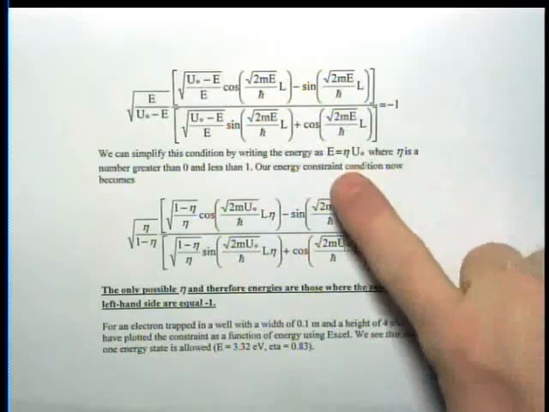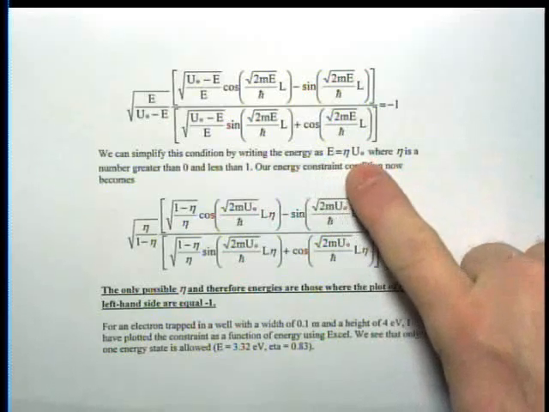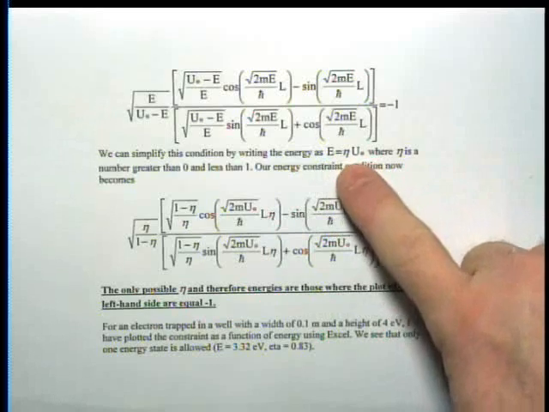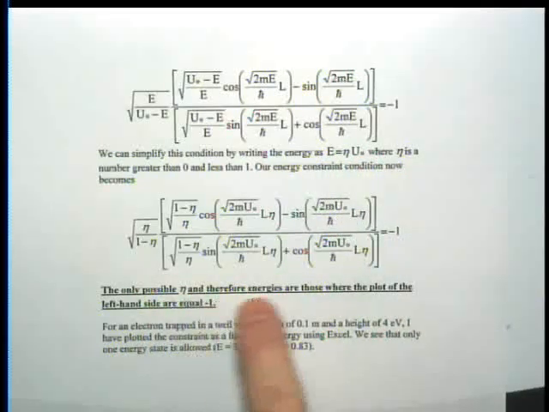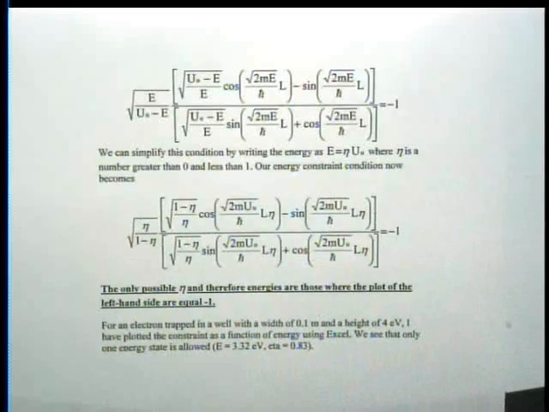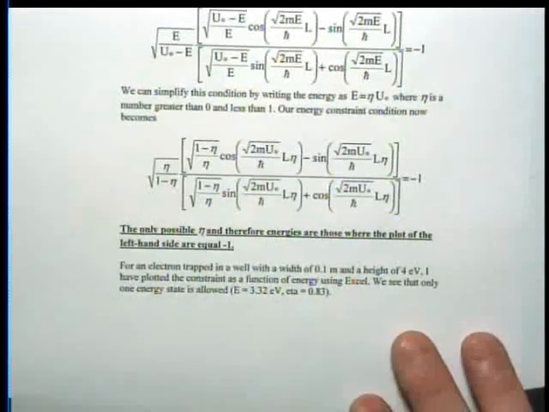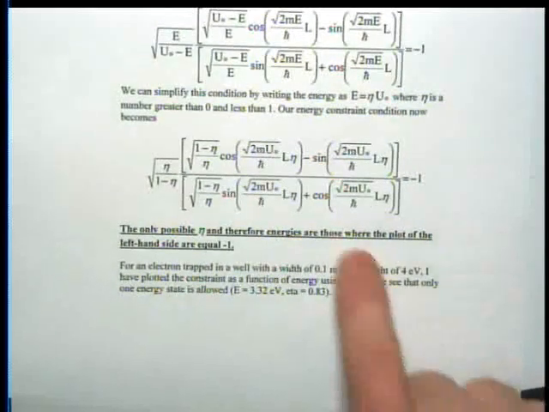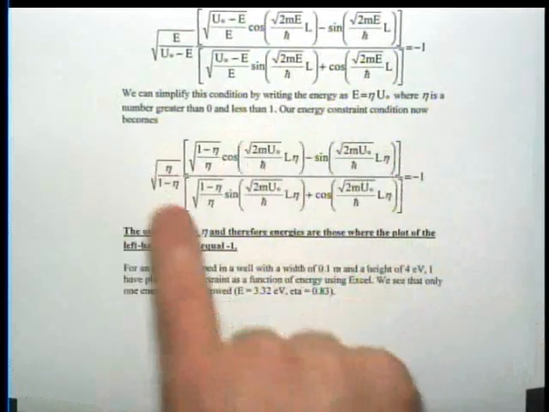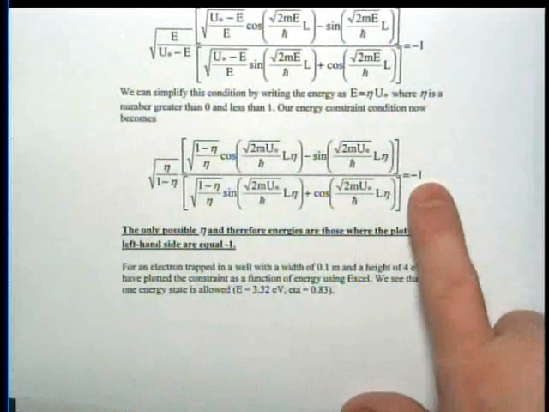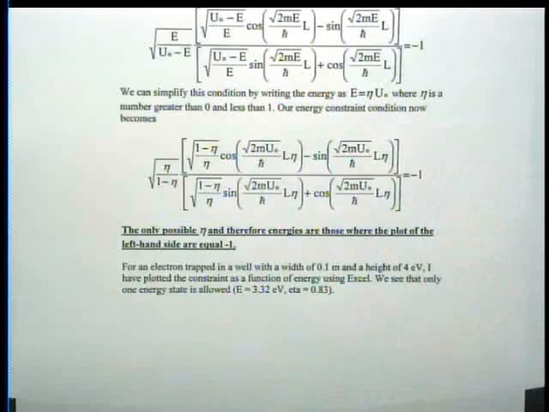So instead, I've replaced the energy with a fraction of the height of the well, and I'm looking for that eta. You put that all in, and it's still an ugly looking little equation. So the problem is how to find those etas. If you plotted this side of the equation, and you plotted -1 on the other side of the equation, every place those two things crossed would be an answer. That'd be a graphical solution to that problem.